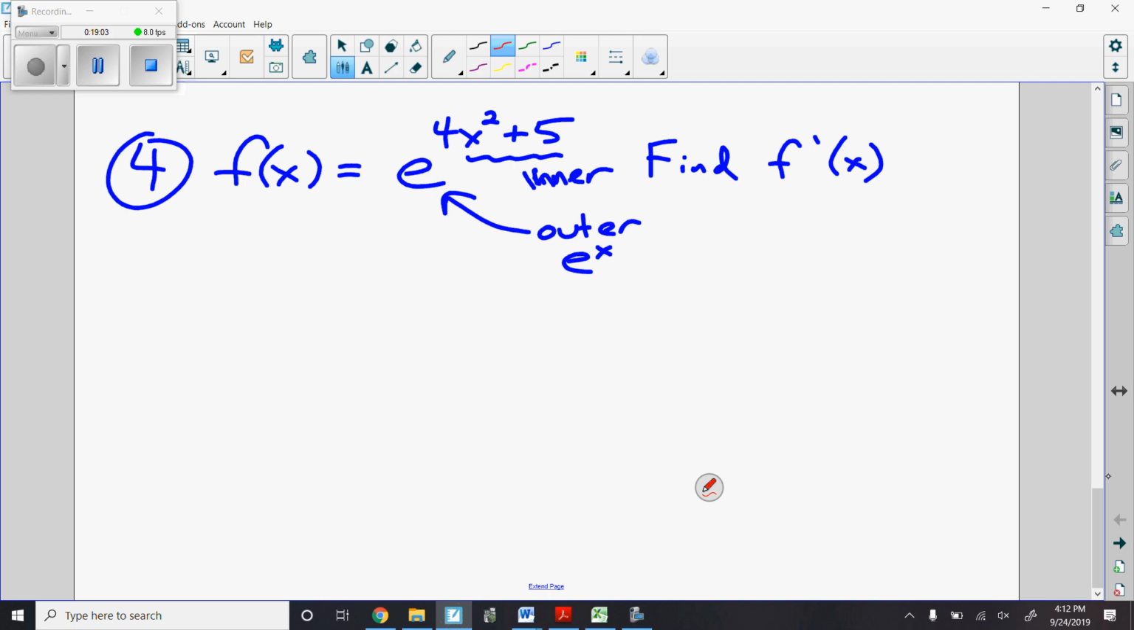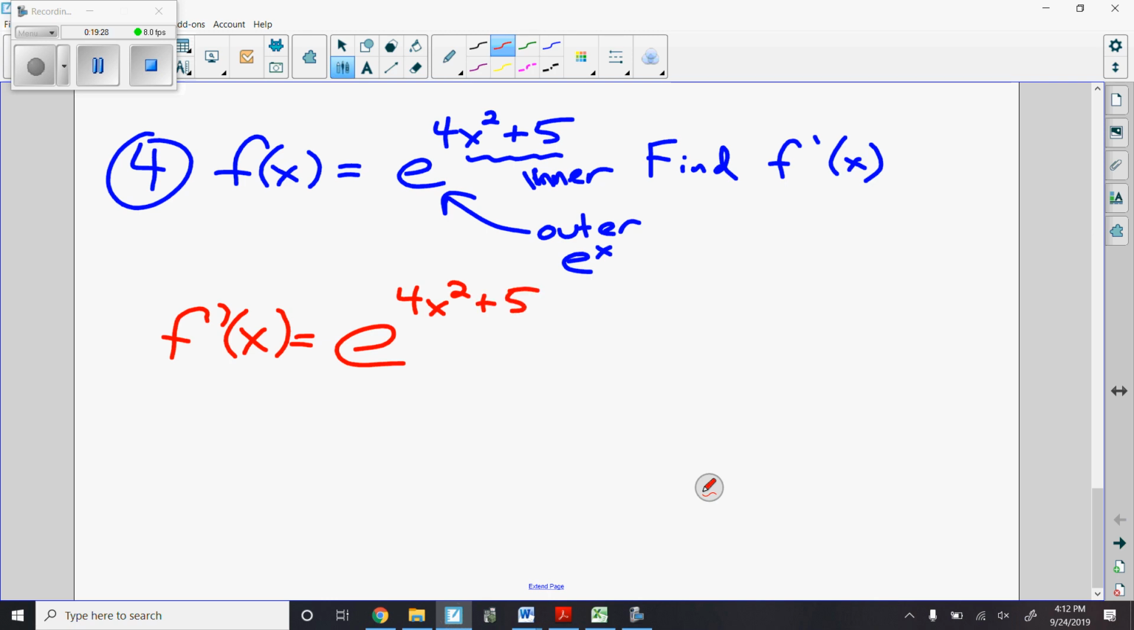But when I go to do the derivative of the outer function, remember, it's always the derivative of the outer function with respect to the inner function, which is not x here. So here's how this is going to look. I do the derivative of the outer function, which is its own derivative, but it's with respect to the inner function, 4x squared plus 5.